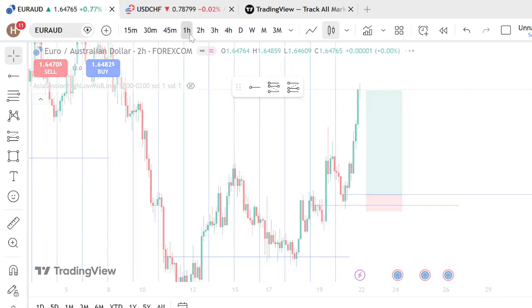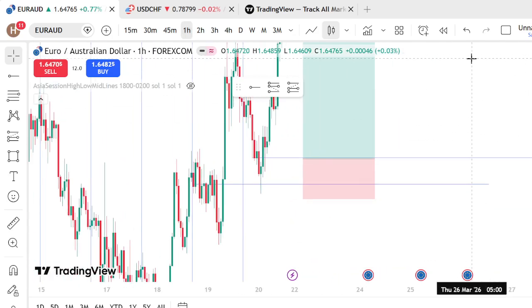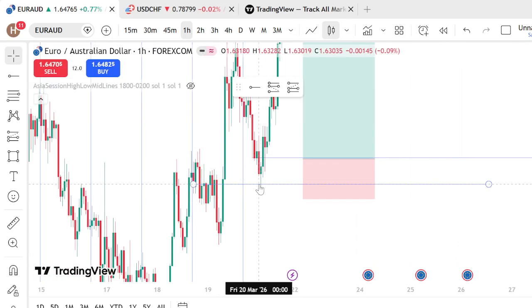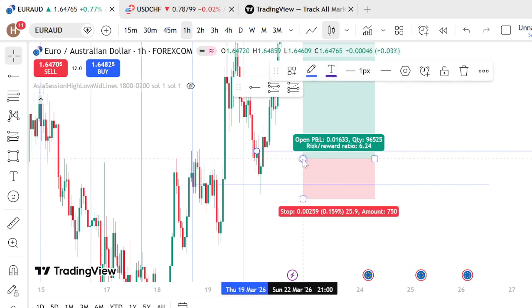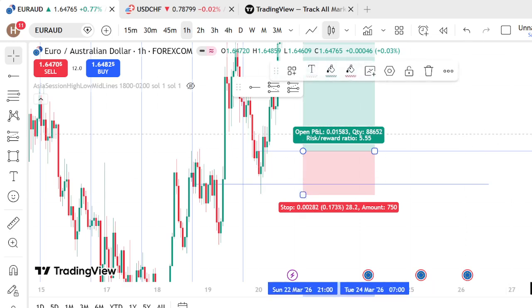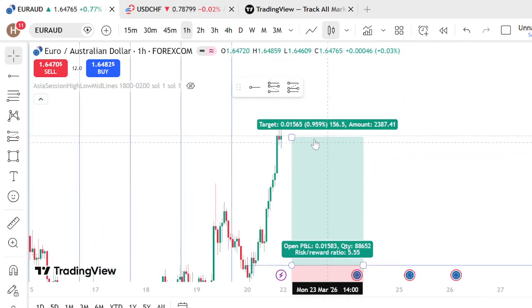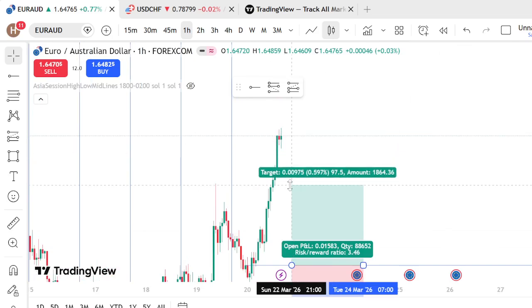Another confirmation entry was on the 1 hour time frame, which is the breakout confirmation entry. When this price tapped into the key level, we had a breakout to the upside here. And so you could have entered directly at that zone and put your stop loss at around 28 pips. If you are targeting this high, that will be around 1:3.